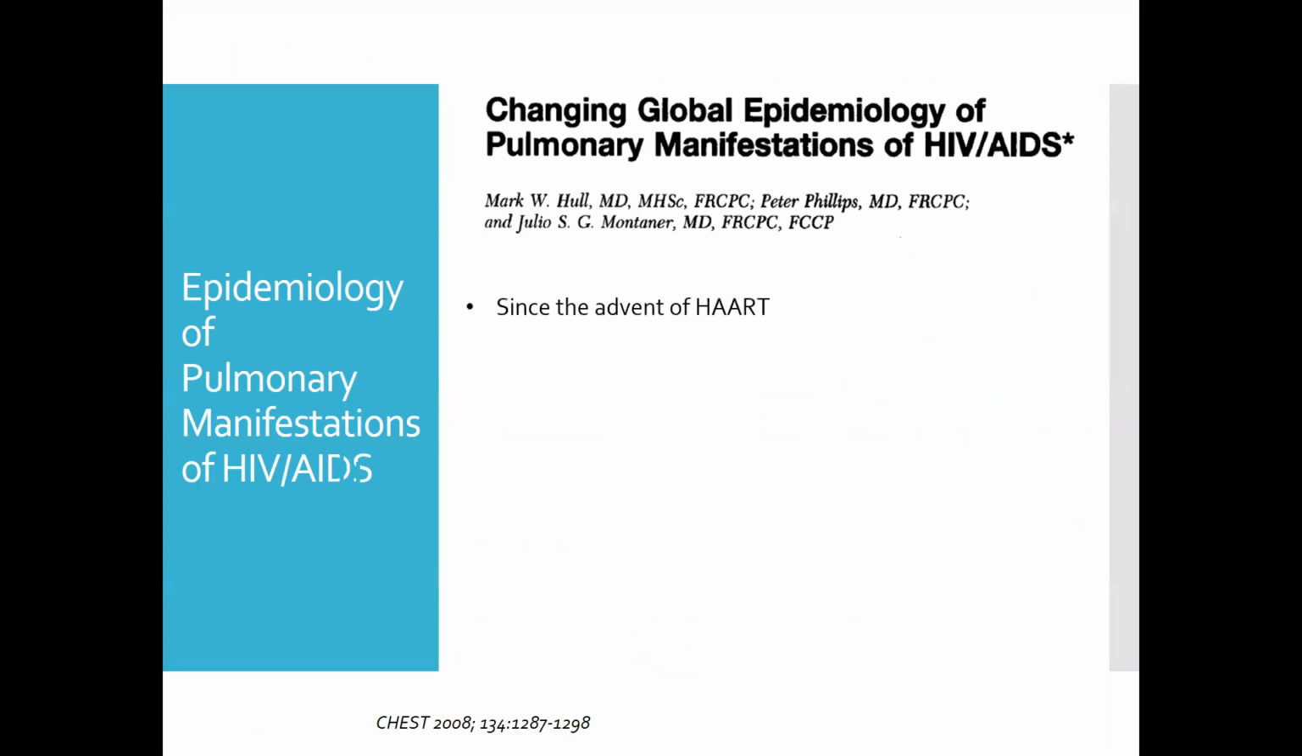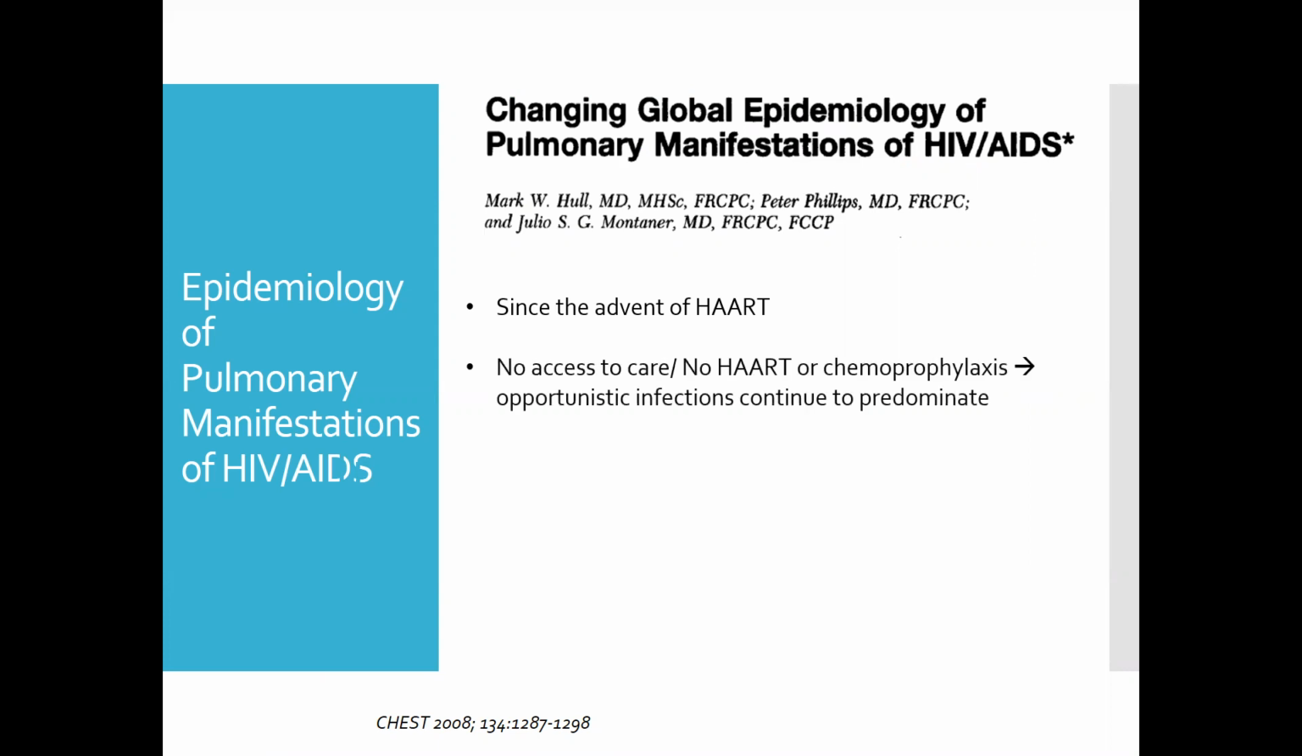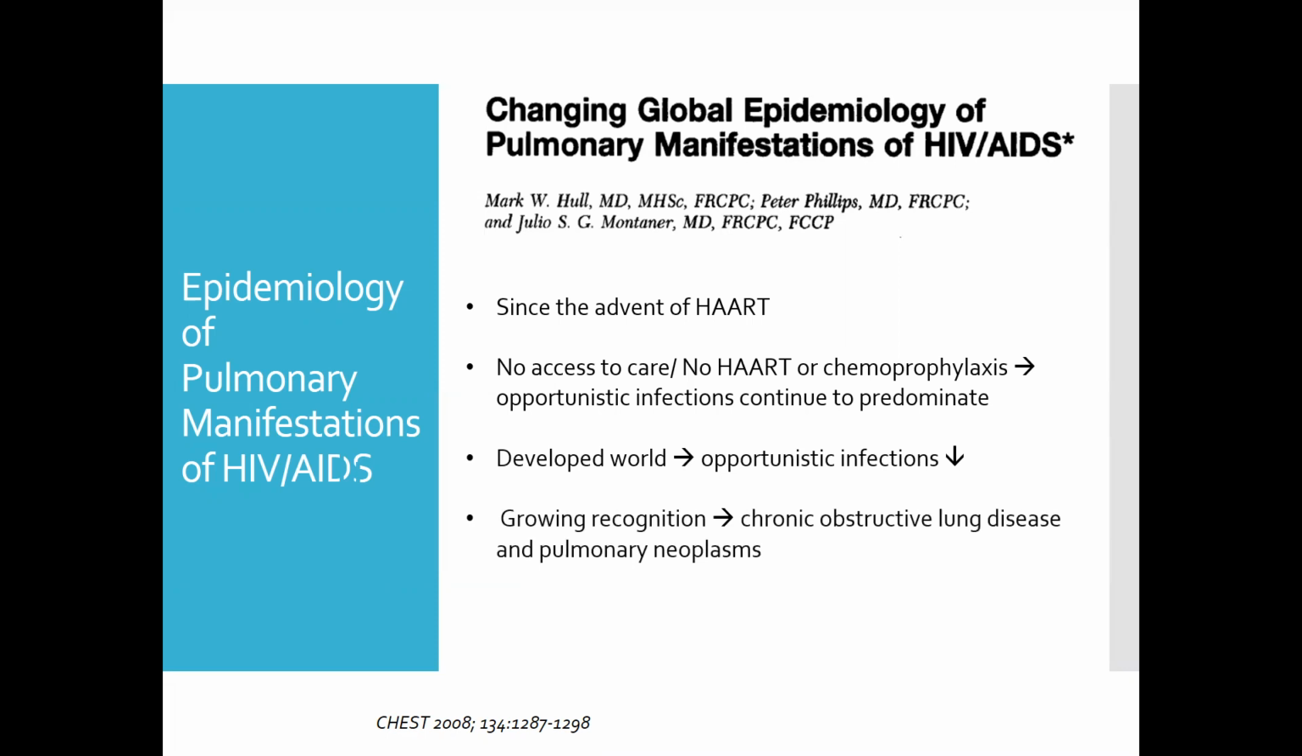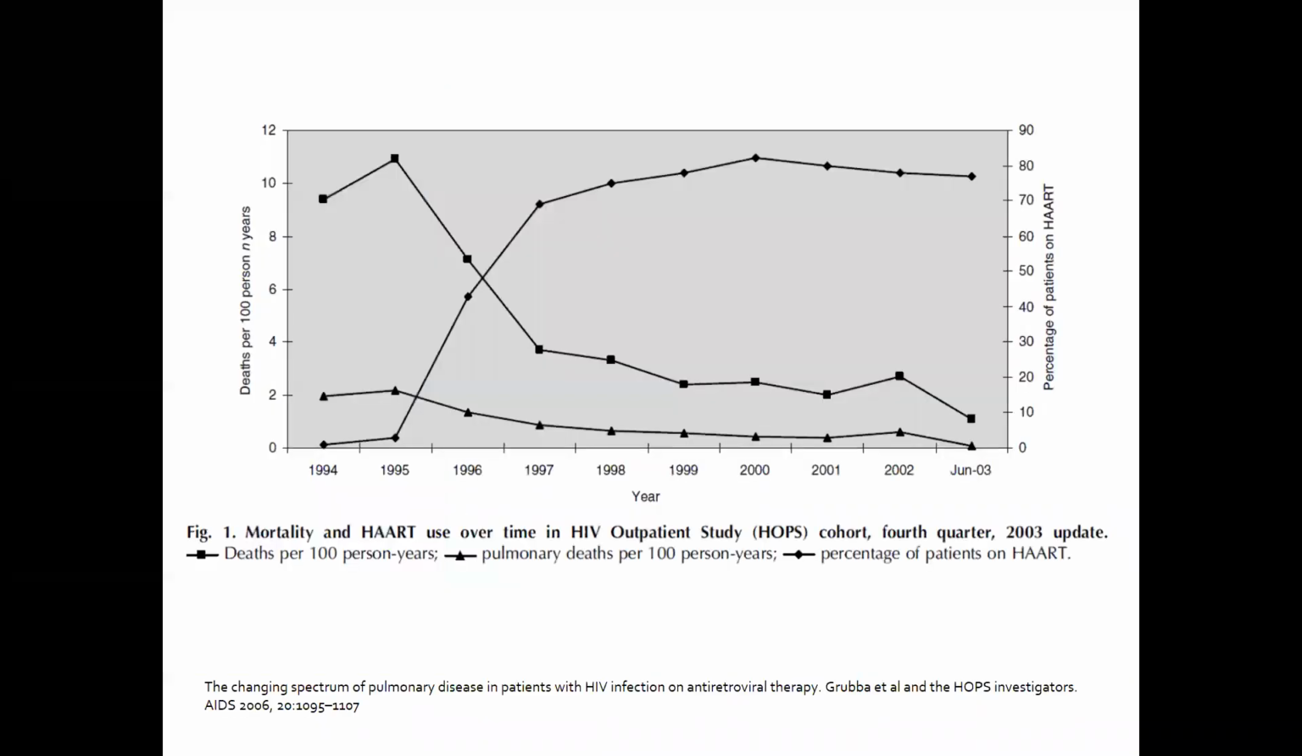Now, how about the epidemiology of pulmonary manifestations? There has been a change in the spectrum of the pulmonary manifestations in HIV since the advent of antiretroviral therapy. We are seeing more of the non-infectious pulmonary manifestations now. But despite this, in areas where there is no access to care, or in patients who are not on antiretroviral therapy or chemoprophylaxis, infectious diseases still continue to predominate. Whereas in the developed world, we are seeing fewer opportunistic infections. So there is a growing recognition of the non-infectious manifestations.